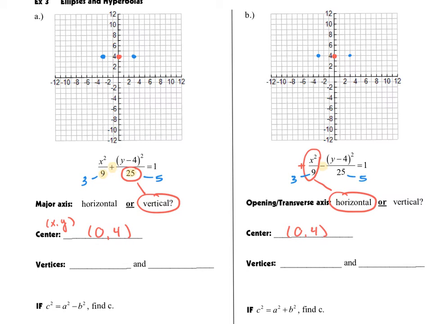And then I'm going to repeat that process with the y coordinates. So I look at the y term, I look at the value under the y, and I take the square root of it. Now, these won't always be pretty numbers, but just keep in mind, we're just taking the square root. Since the 5 is under the y, I'm going to go 5 up and down from the center. 1, 2, 3, 4, 5.